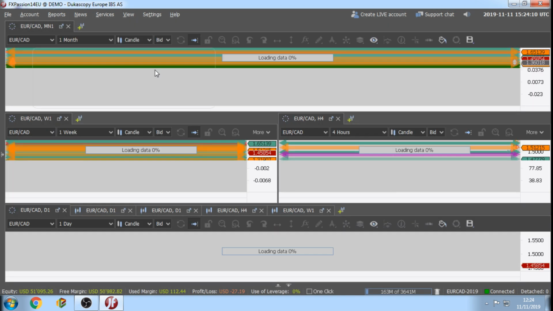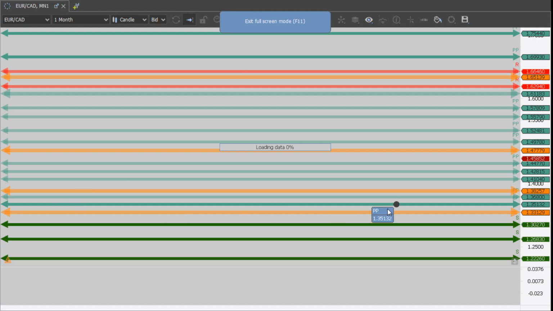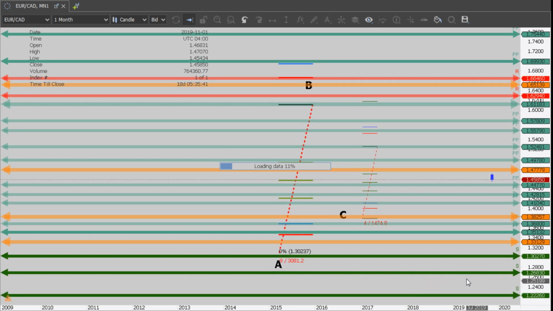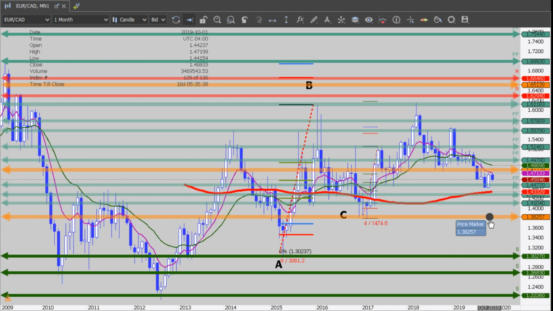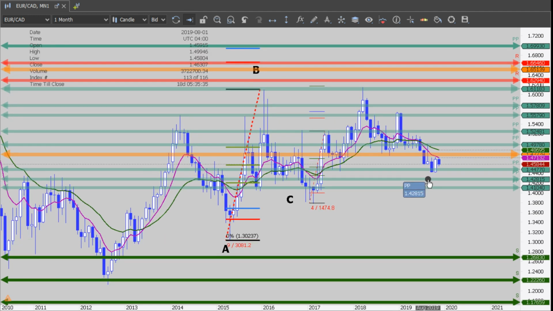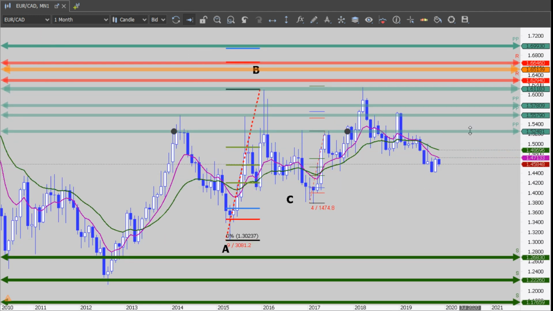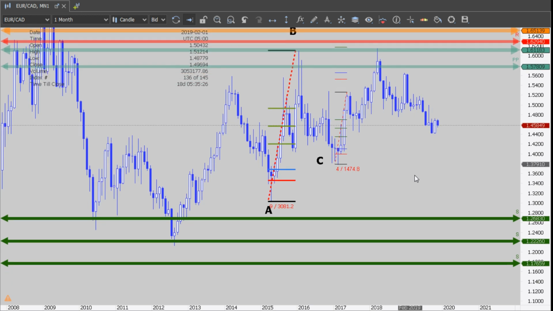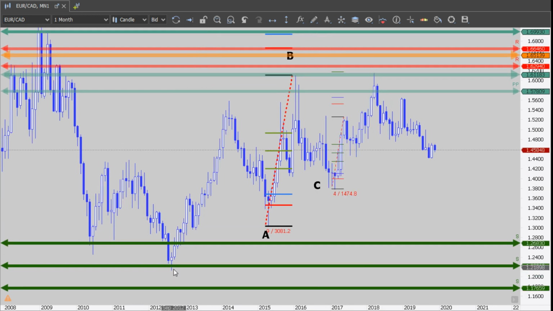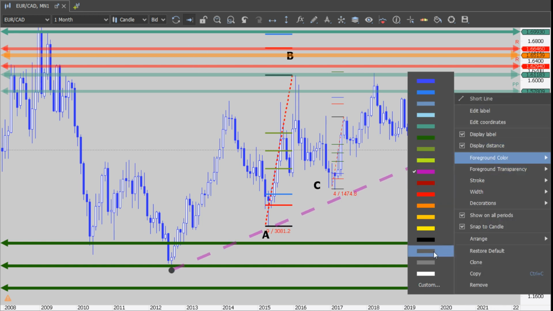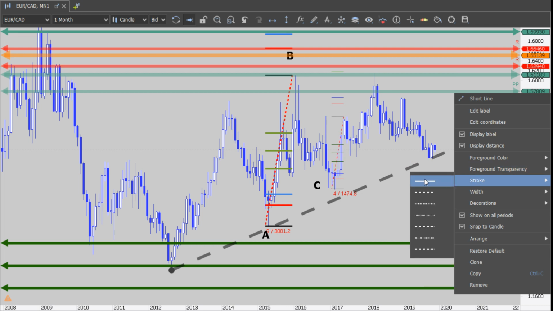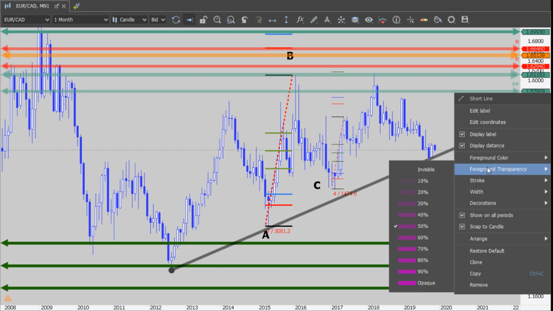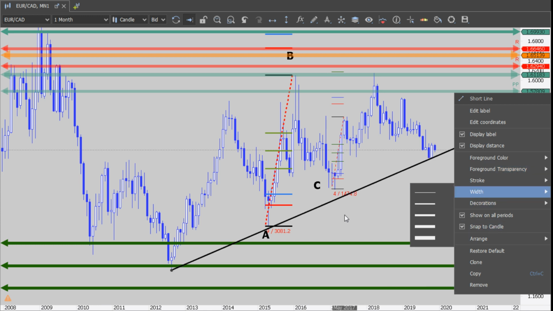EuroCAD is a long term, it's a buy. Let's see the chart. Let's close the lines, close the line, close the line, close the line. Delete, delete, delete. There you go. We have an up Fibonacci, original one, EuroCAD monthly chart. This is the long-term uptrend line. We're going to color code this like this, black, and like this, right?